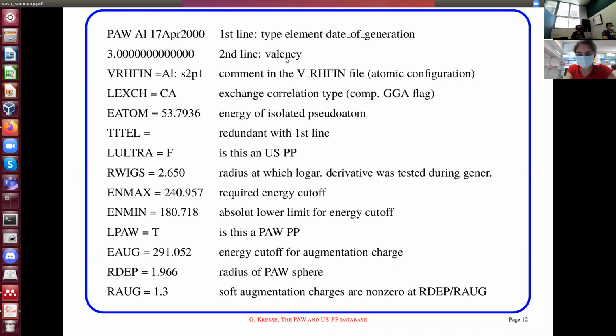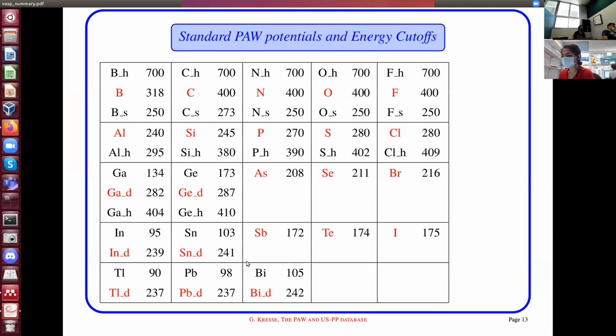Second line, the valency, the atomic configuration, then the energy cutoff, absolute lower limit for energy cutoff, required energy cutoff. Still, 450 electron volts and you're done.